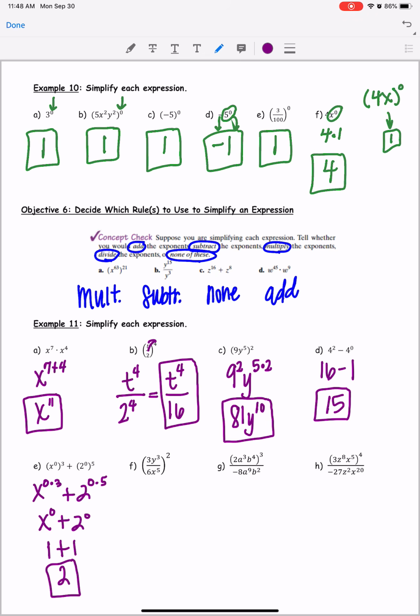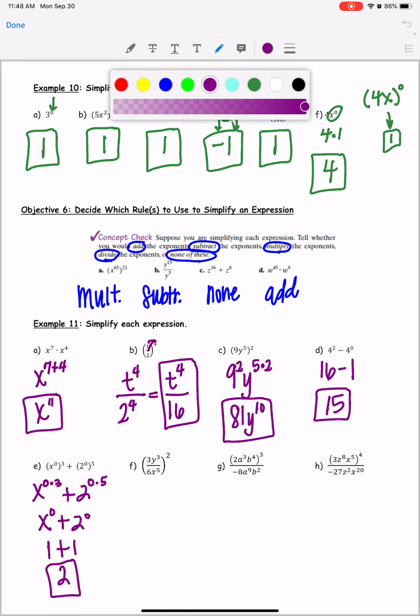F, distribute. How many things am I distributing that squared to? Count them up. Hopefully you said 4 different things. The 3, the y, the 6, and the x. Okay, everything on top, everything on the bottom, please include those numbers. I'm going to change colors on this one because this one's going to take a step or two.